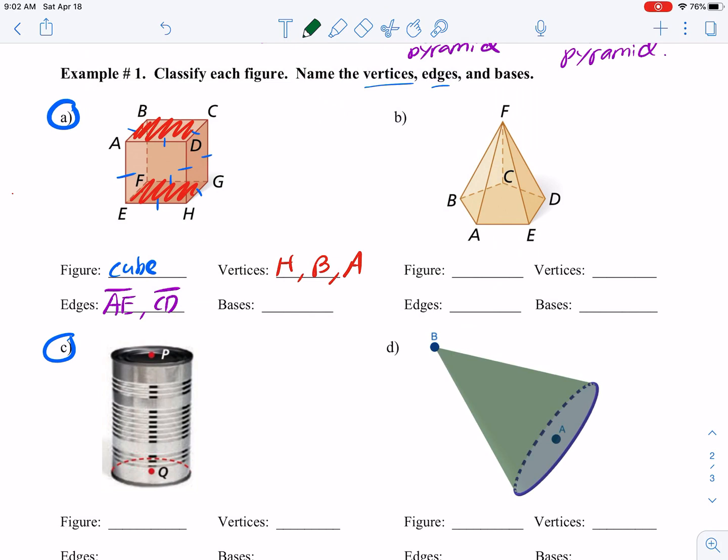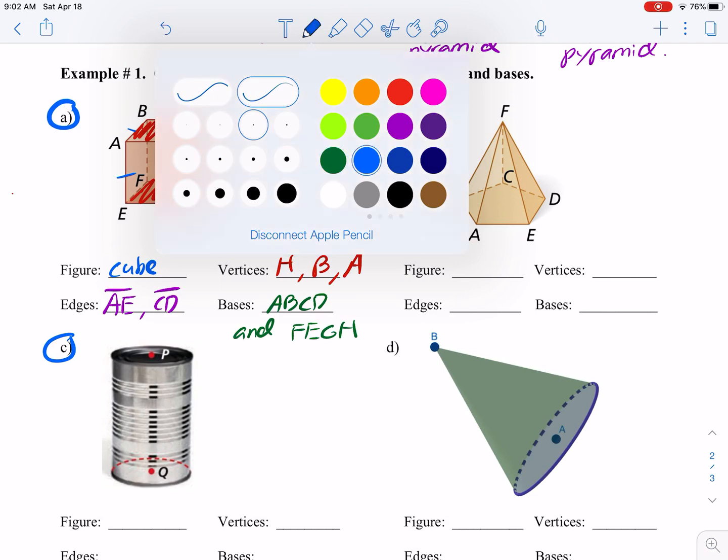And remember, the bases, these are planes, so we would say A, B, C, D, and F, E, G, H. Okay? Remember, you can have different answers there. That's okay.